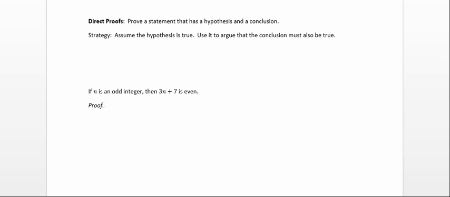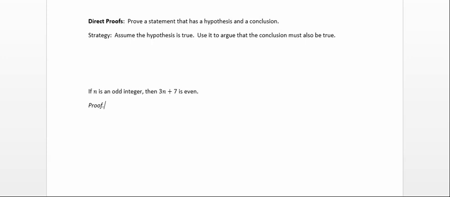We're going to give that to ourselves to work with, and then we're going to use it to argue that the conclusion has to be true. So you fill in the space between the hypothesis and the conclusion with logical arguments. You get from the hypothesis to the conclusion. Okay? Okay, so here's a first example.